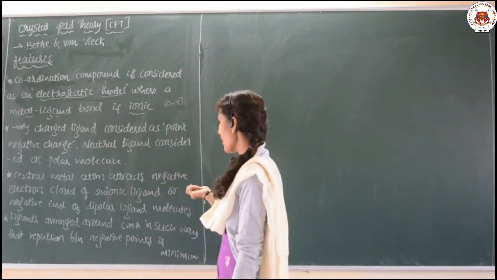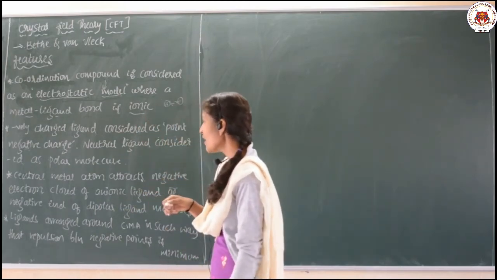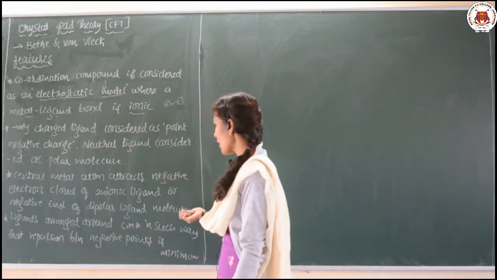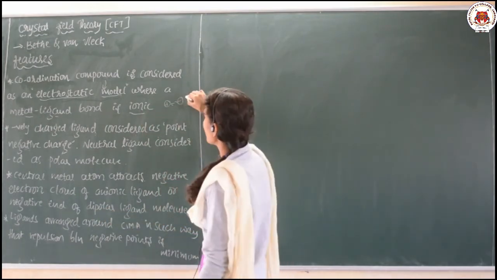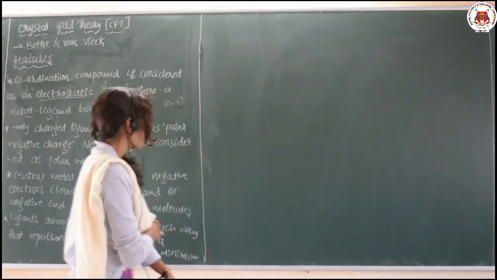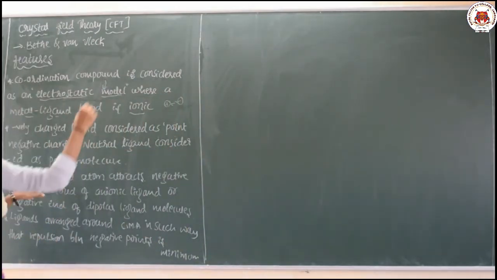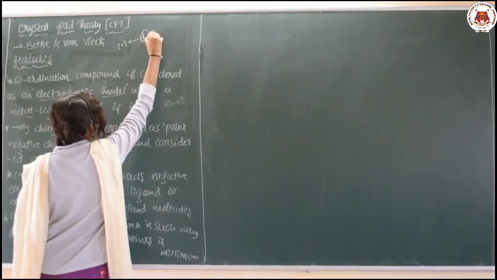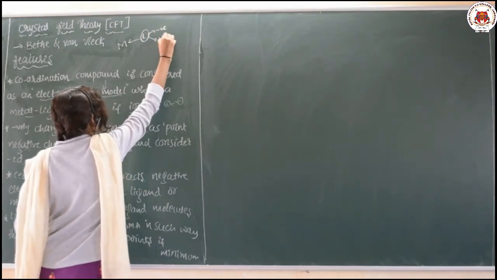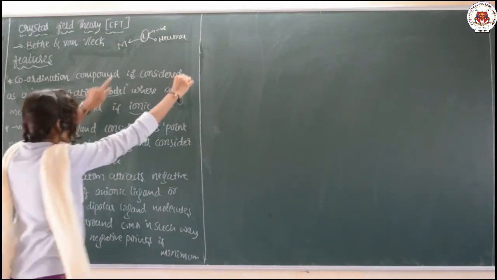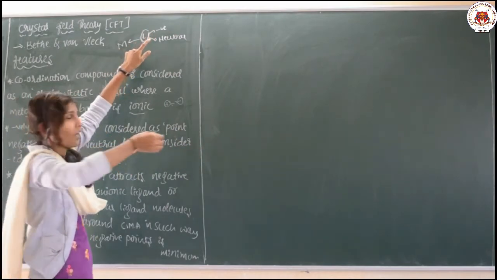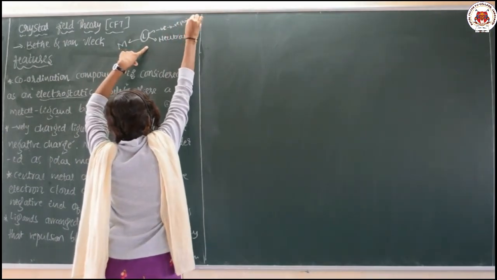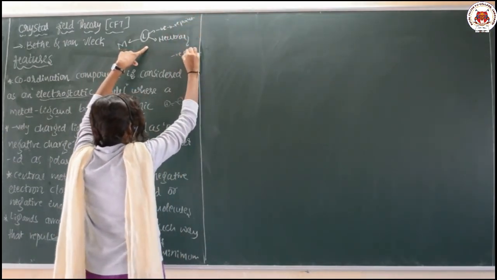Suppose the central metal atom attracts the negative electron cloud of the anionic ligand or the negative end of the dipolar ligand molecule. See here, we have the central metal atom and the ligand. The ligand may be negatively charged or neutral. If it is negative, it is considered as a negative point only. If it is neutral, its negative end is considered.